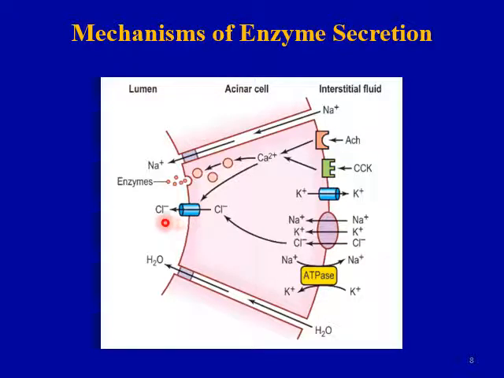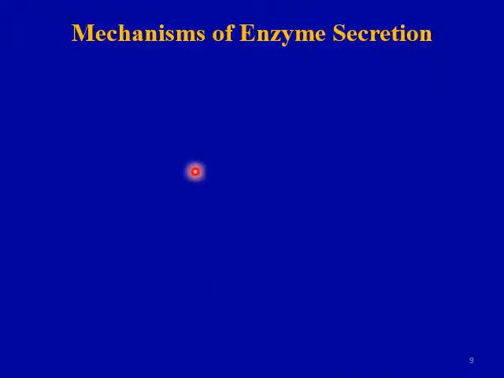The movement of chloride into the lumen of the acinus will create an electrical gradient that will bring sodium through the paracellular pathway to enter into the acinar lumen. Both sodium and chloride are osmotically active. They will drag water either transcellularly through the aquaporin channels or through the paracellular pathway between the acinar cells. So let's summarize in this slide.